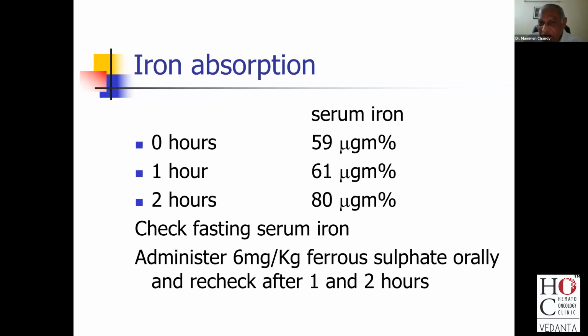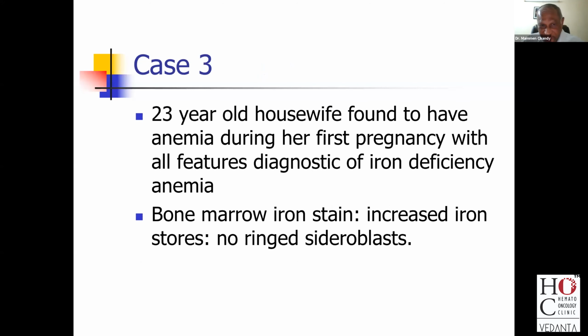And a very simple test: 6 milligram per kg of iron as ferrous sulfate. Do the serum iron at the time of administering, 1 hour and 2 hours later. Normally, the serum iron should double after 2 hours of taking oral ferrous sulfate. If that doesn't happen, there's a problem with iron absorption. This lady did extremely well with MC-CARB.